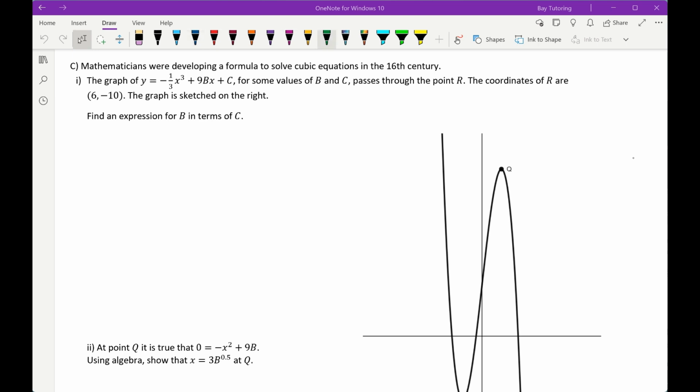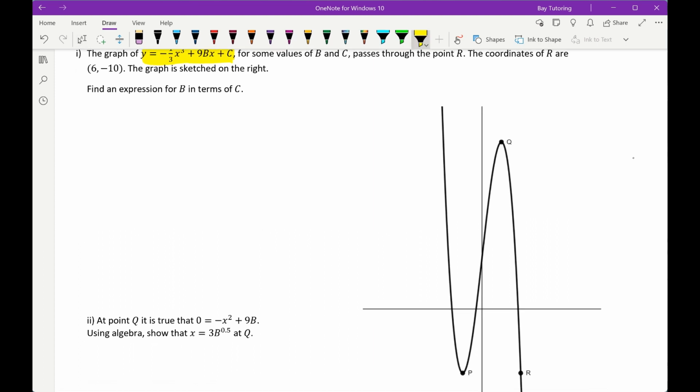Okay, so let's just highlight that. So there's our equation. And we've been told the coordinates of point R, which if I scroll down, we'll see is there. The coordinates of that point are 6, negative 10. So x is 6, y is negative 10.